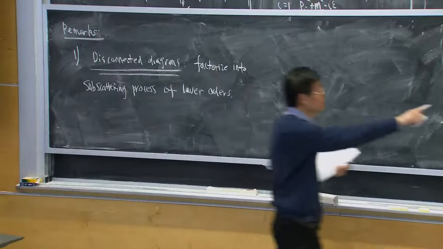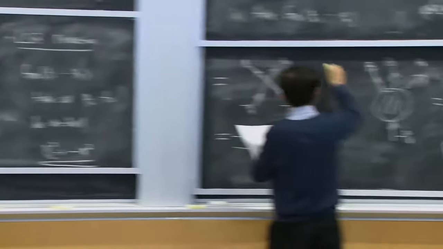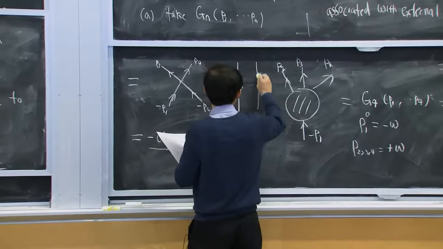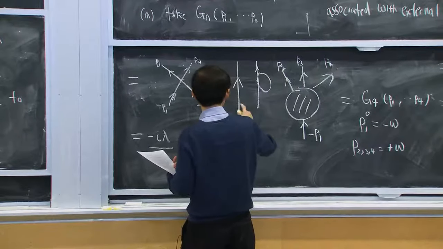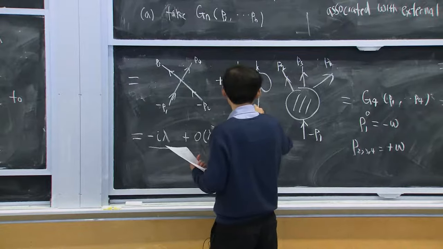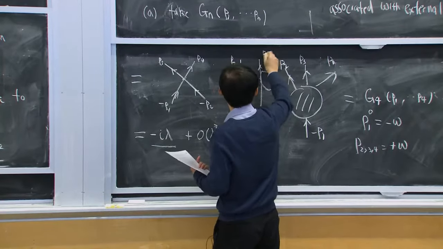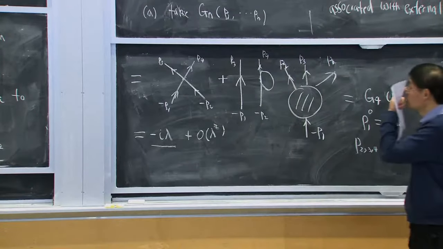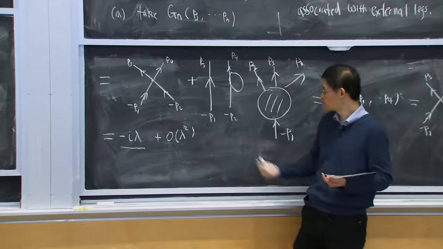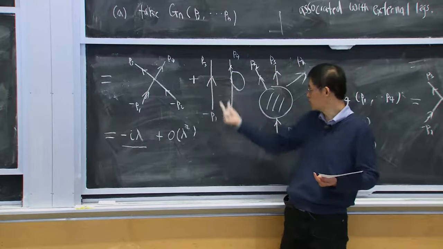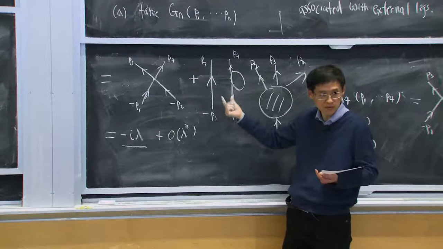As we were doing here, there's one other diagram corresponding to just this one. Okay, just corresponding to this, you have P1, minus P1, say minus P2, P3, P4. Okay? So you can also have a diagram like this. But in this case, P1 separately goes to P3, and P2 separately goes to P4. Okay, so nothing really happens.